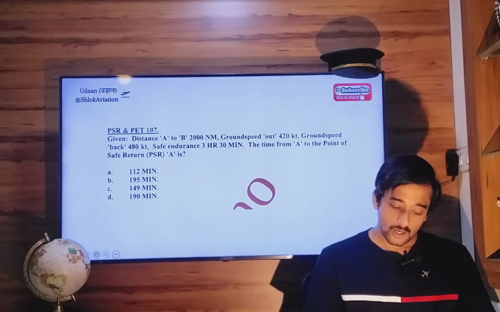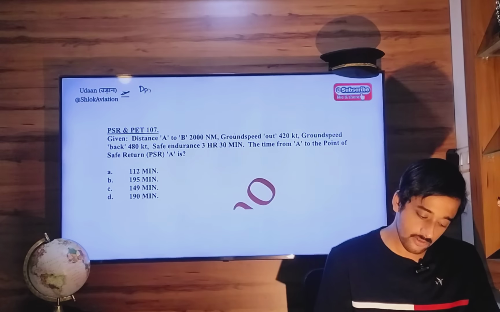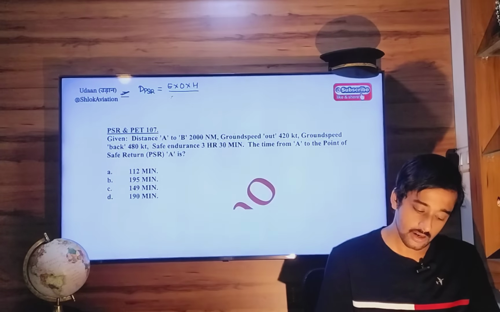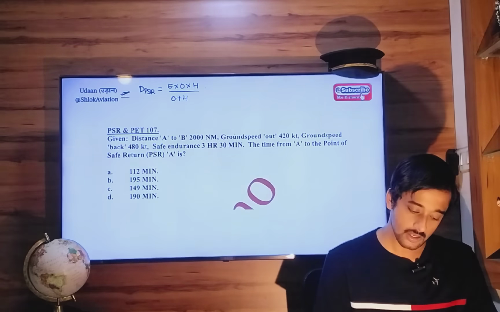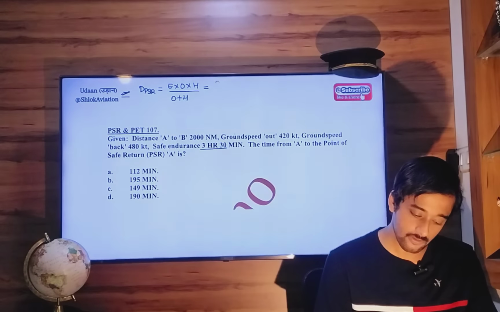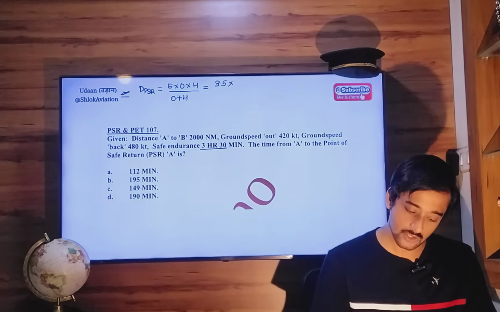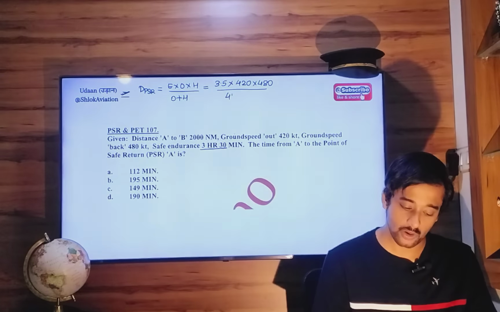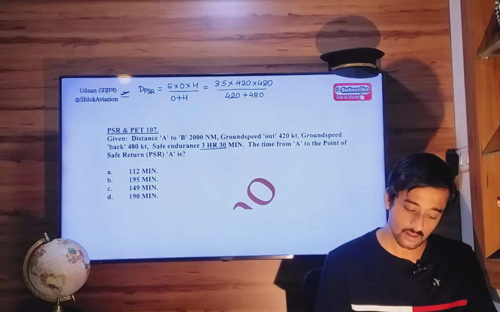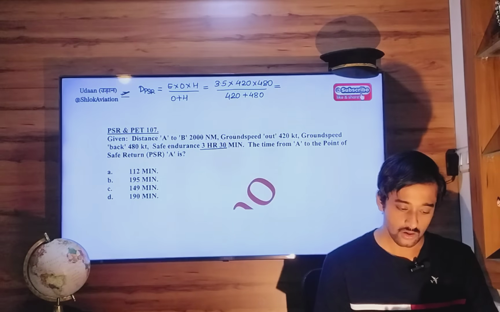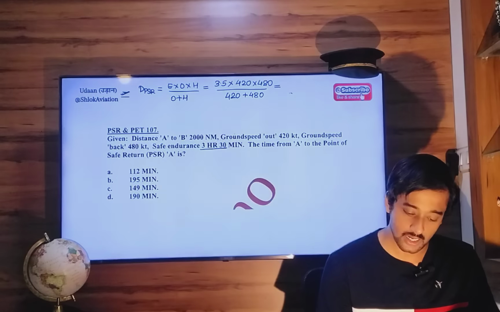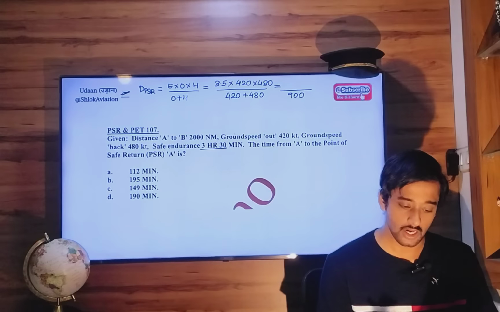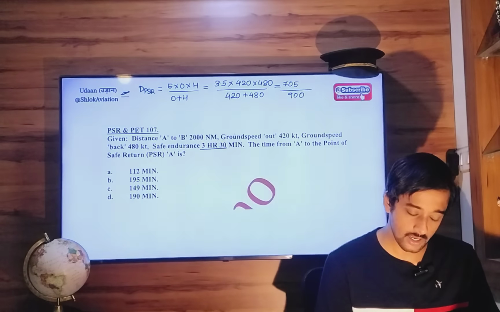What is the time to the point of safe return? So distance to the point of safe return is endurance into outbound into homebound divided by outbound plus homebound. So endurance is 3.5, outbound speed is 420, homebound 480, divided by 420 plus 480. 420 plus 480 is 900. 3.5 into 420 into 480 is 705,600.